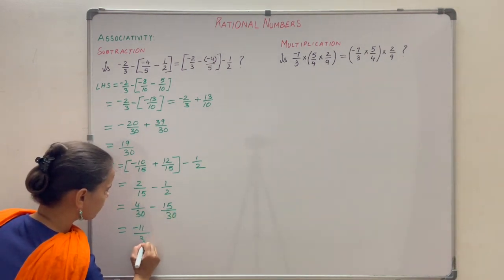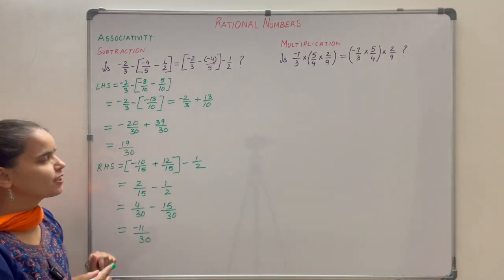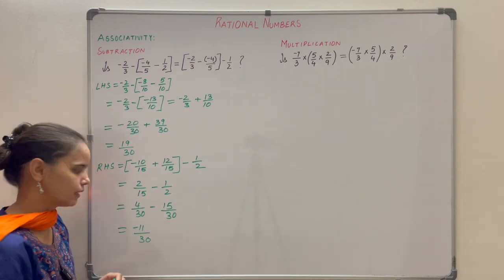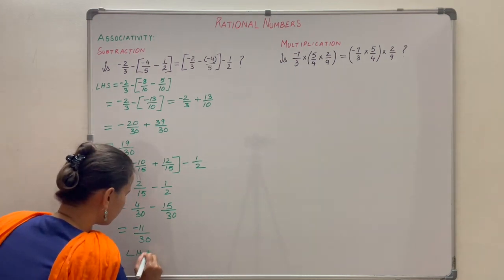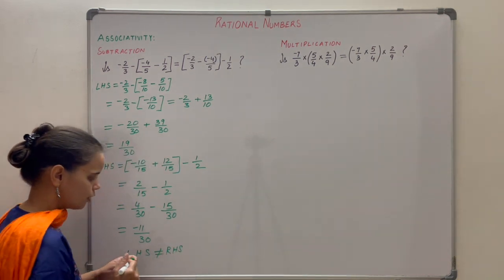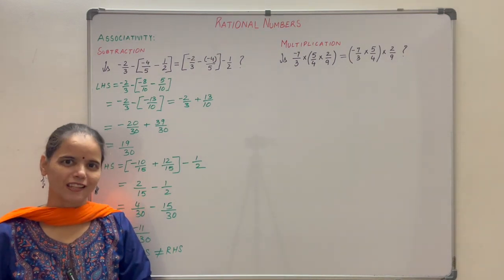Minus 11 upon 30. So on left hand side you got 19 upon 30. On right hand side you got minus 11 upon 30. So you can clearly see that left hand side is not equal to right hand side. So even for rational numbers, subtraction is not associative.